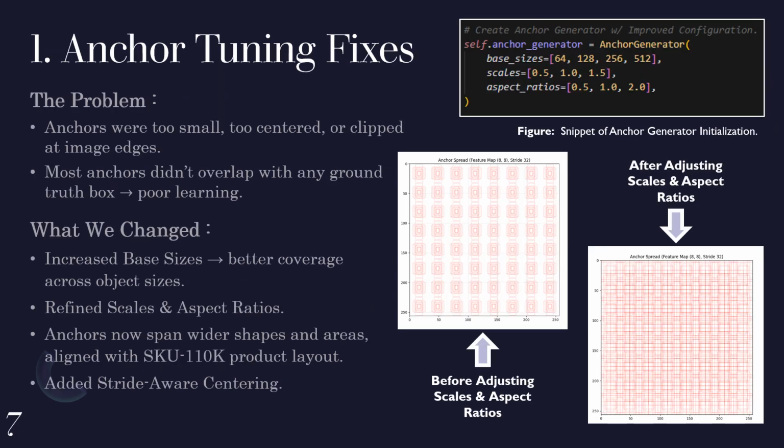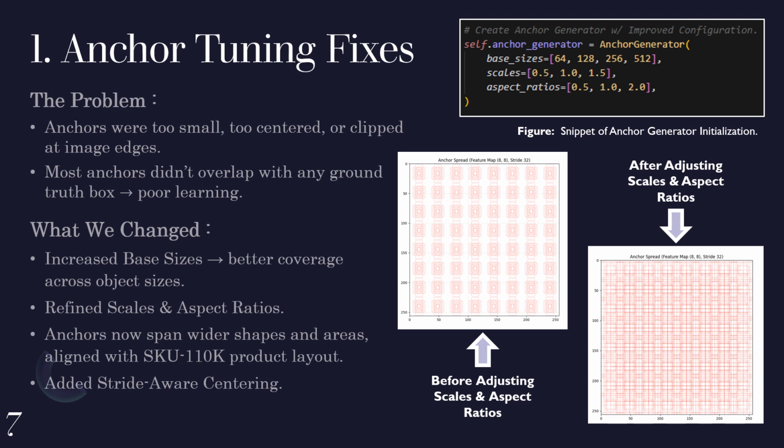Right, so in our early setup, our anchors, which are basically just the preset boxes that are used to guess our object positions, were just a little bit too small and clustered towards the center, as you can kind of see in that before image. This meant that when we were aligning the boxes, we were rarely aligning with the actual labeled items, which are held in their ground truth boxes.